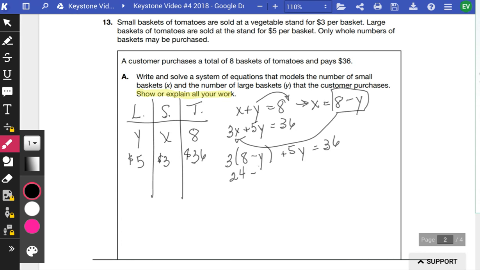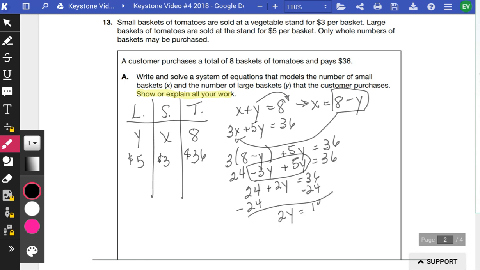And I'm going to simplify that. So I just distributed out the 3. I can combine like terms. So I get 24 plus 2y equals 36. Subtract out my 24. So I get 2y equals 12. Divide by 2. So y equals 6.